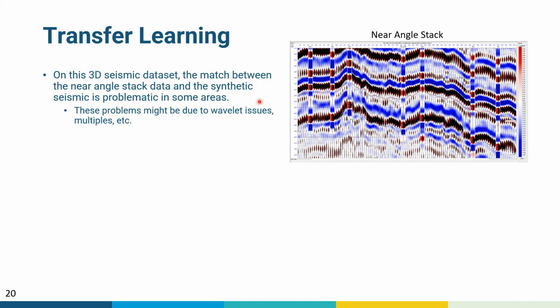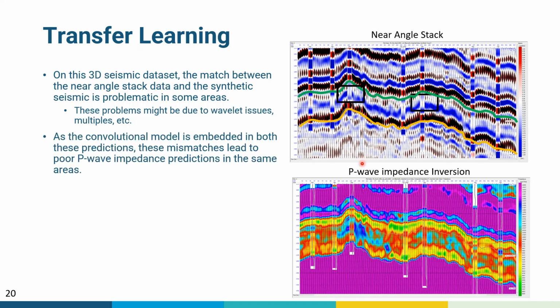And the problem might be due to the wavelet, or maybe it's multiples, but there's a poor tie here. And because the post-stack inversion, or let's say the pre-stack inversion, has a convolutional model, and also our synthetic data, when we're training it, also has a convolutional model embedded in it, we end up with problems in these particular areas because of the poor tie between the synthetic data and the actual seismic data.